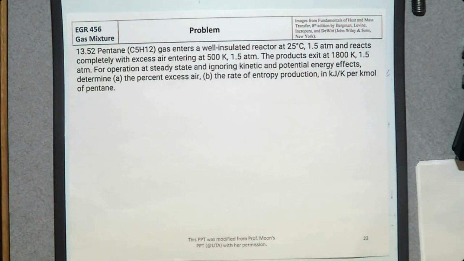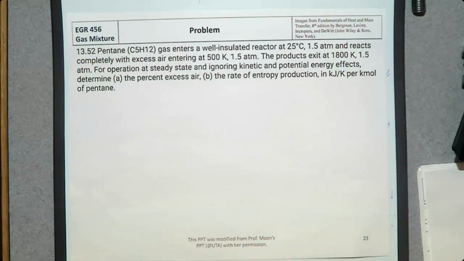which is about pentane, C5H12. It's going to react with air. So pentane, the carbon becomes carbon dioxide, hydrogens become water, and at the inlet we have 25 degrees Celsius. That is the standard temperature. However, the pressure is 1.5 atmospheric pressure, which is greater than standard pressure. So we are going to use the previous equation to determine the specific entropy at the inlet.